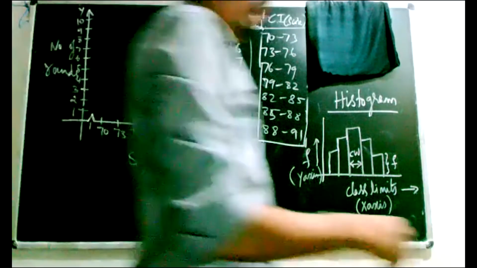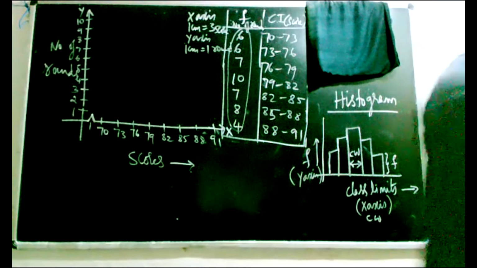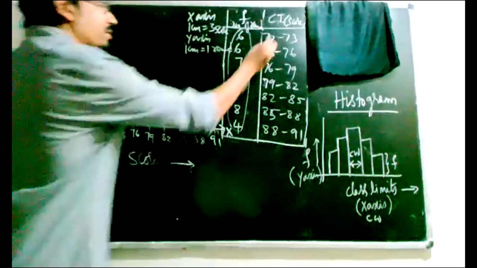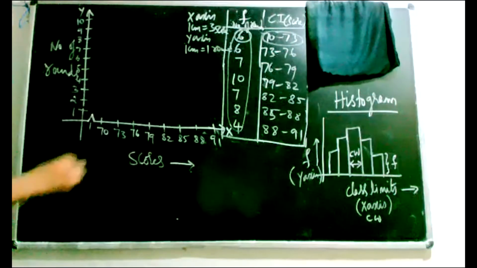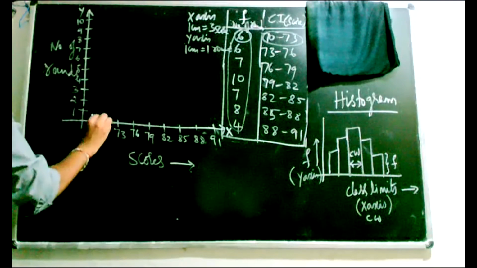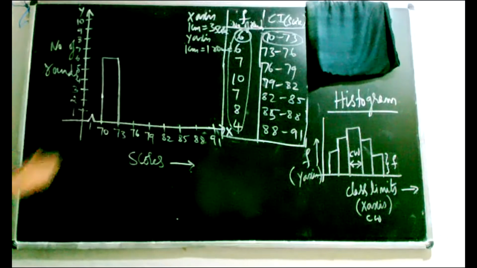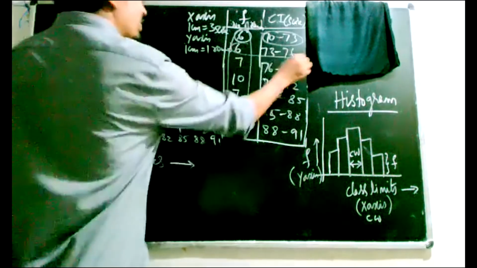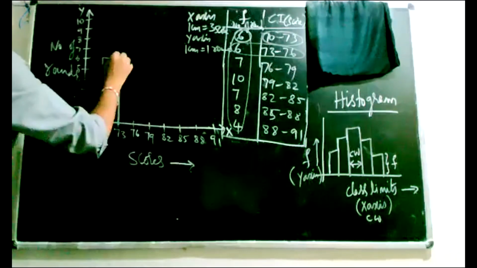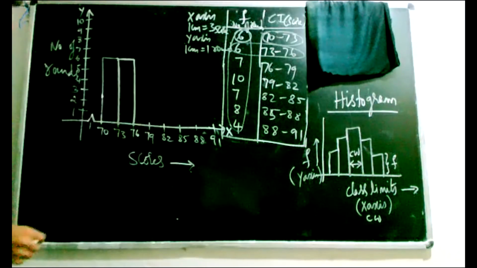Now just erect the rectangles based on the obtained class intervals. So the first interval is 70 to 73, and the frequency there is 6. So you will erect a rectangle from 70 to 73 such that the height of the rectangle is equal to 6. Next, 73 to 76. Again the width is 3, and the length is 6. So for 70 to 73 you will have the rectangle.